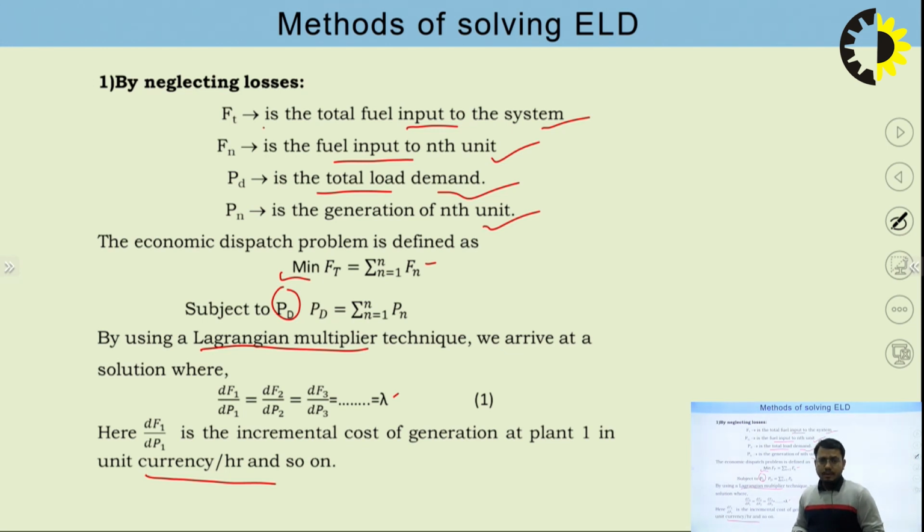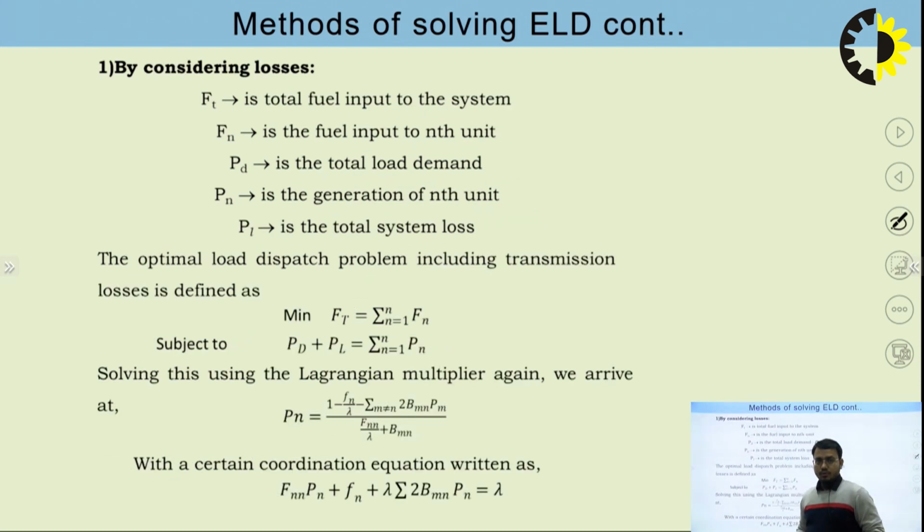Although in a practical scenario losses cannot be neglected, there are a lot of losses, so we have to consider losses over here. So all these parameters are the same as those considered earlier. Now we have PL, that is the total loss of the system. Not of the first generator or the second generator, it is the total loss, right? So if losses are considered, the optimal load dispatch problem including transmission losses is defined as: minimum of FT equals the summation n equals 1 to n of Fn, subject to PD plus PL equals the summation n equals 1 to n of Pn, right?